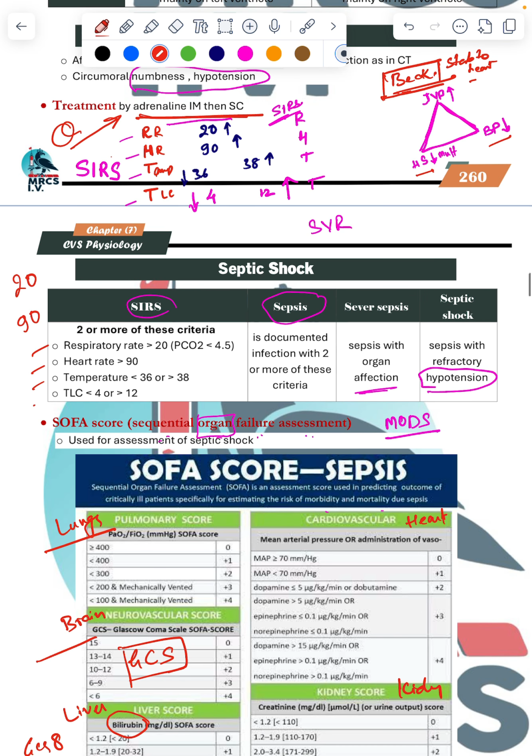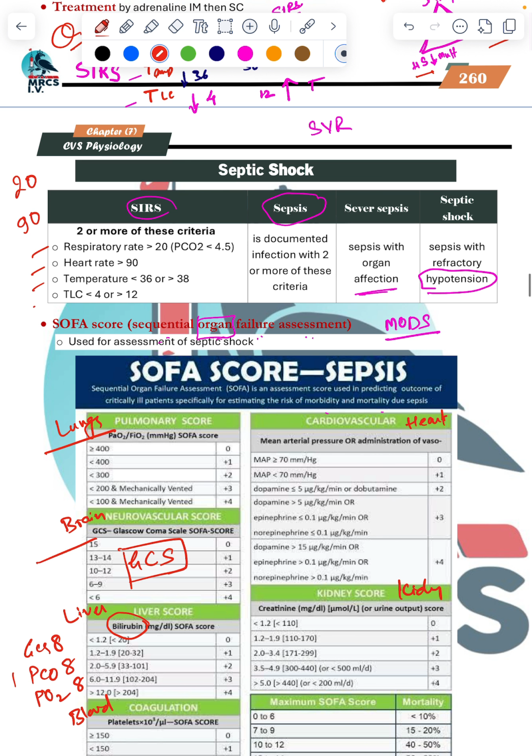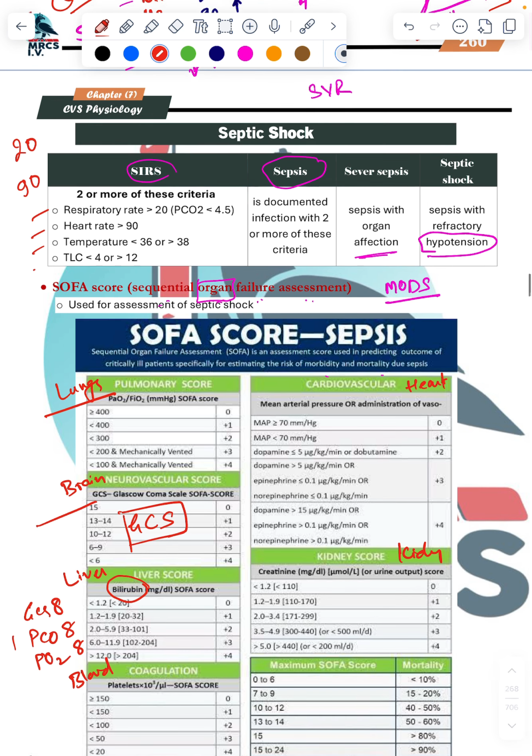Septic shock because of infection, systemic inflammatory response syndrome, 2 or more of the criteria. Here there is respiratory rate. The criteria are heart rate, respiratory rate, temperature, TLC. Respiratory rate more than 20, heart rate more than 90, temperature below 36 or above 38, and TLC below 4 or above 12. Sepsis is documented infection with 2 or more criteria. Severe sepsis, sepsis with organ dysfunction, septic shock, refractory hypotension.